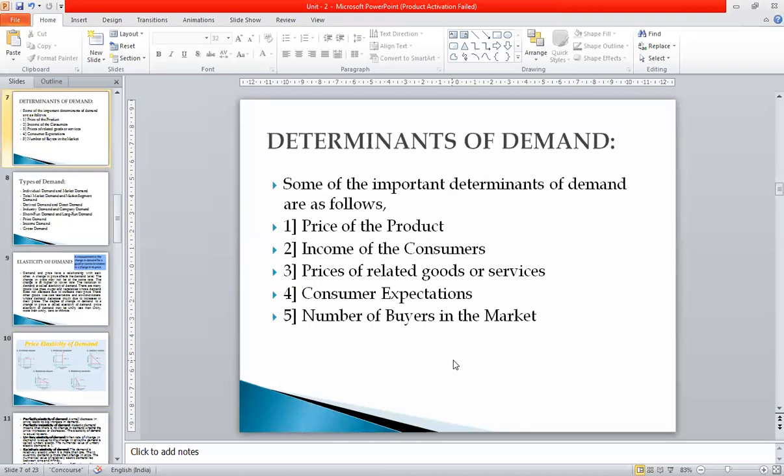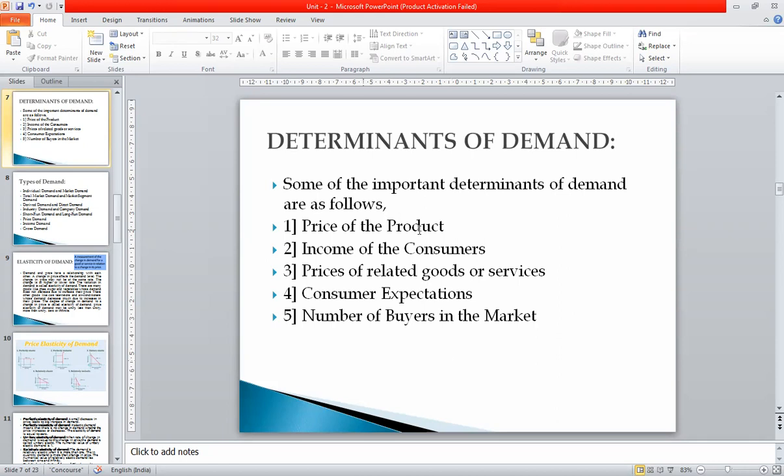We have a few things called determinants of demand. What do we mean by determinants? They are the factors which influence the demand. When you are determining the demand for one product, for example when we say that the demand for laptops is more, we identify a few things.